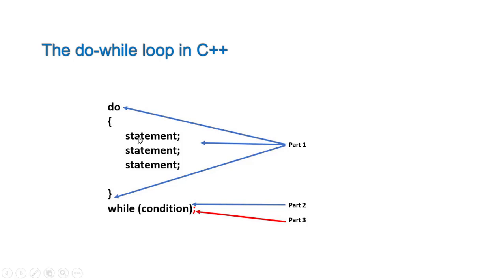So once again, there are three parts to it. The first part is the do and the statement part. The second part is the while part, while the third part, which is very important, is the semicolon that we put at the end of the condition. Now with this explained, let's actually write some code to demonstrate the do while loop in C++.